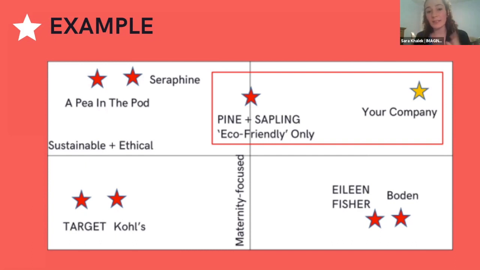But I see here Pine and Sapling as eco-friendly. They might be perceived as a little bit closer towards sustainable and ethical, and they are maternity focused. So they might be a competitor. At that point, I might want to look at how I can really differentiate, emphasize the differentiation from Pine and Sapling, put it against another 2x2 analysis perhaps, and evaluate where my segment would be that is not highly populated by competition. Any questions before I move on?